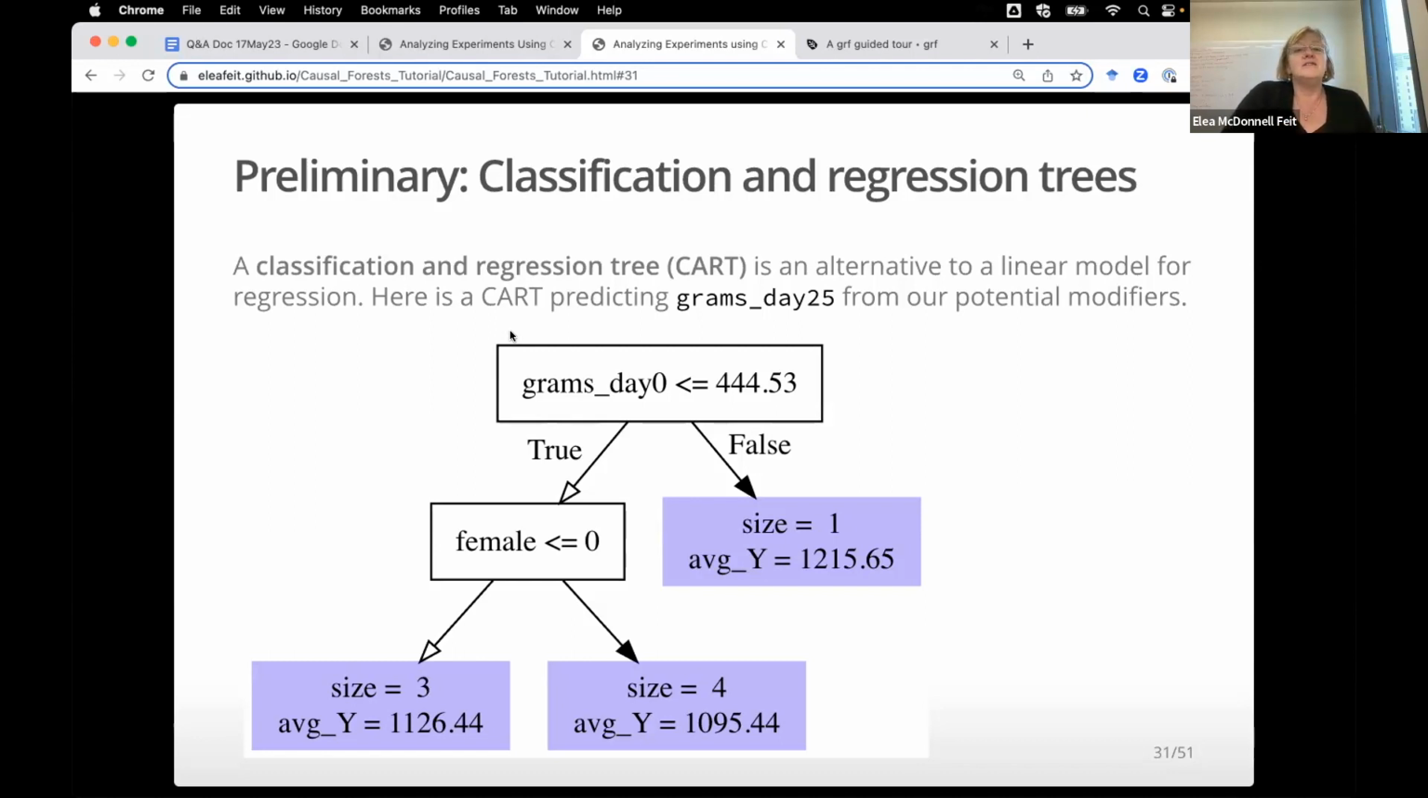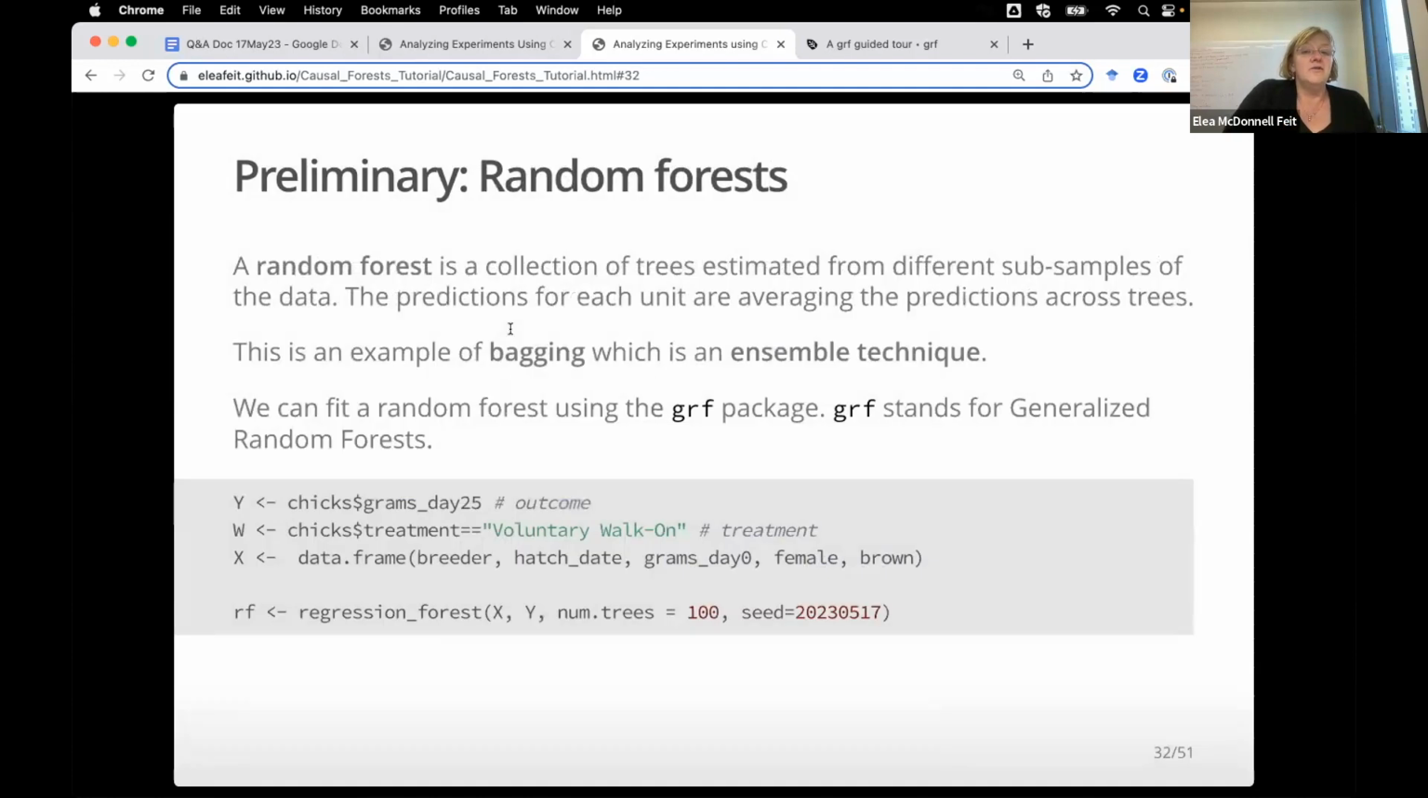Next, we have to think about random forests. So a random forest is a bunch of CART trees, forest trees, so they kind of go together. What you do to build a random forest is you take a sample of the data and you build the best tree for that sample. And then you take another sample from the data and you build the best tree for that.